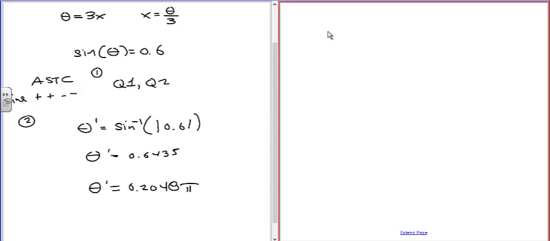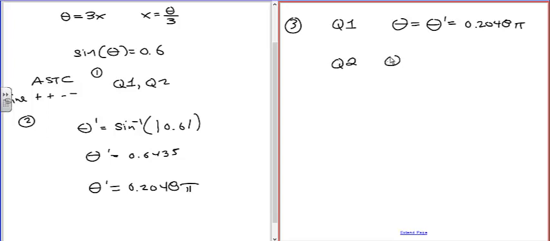Then step number 3 is we find the solutions in the appropriate quadrant. So theta is theta prime in the first quadrant. So that's 0.2048 pi. And our second quadrant solution, theta is equal to pi minus theta prime. We're just replacing x prime with theta prime. So we take 1 minus 0.2048, 0.7952 pi. So that's the second quadrant solution.